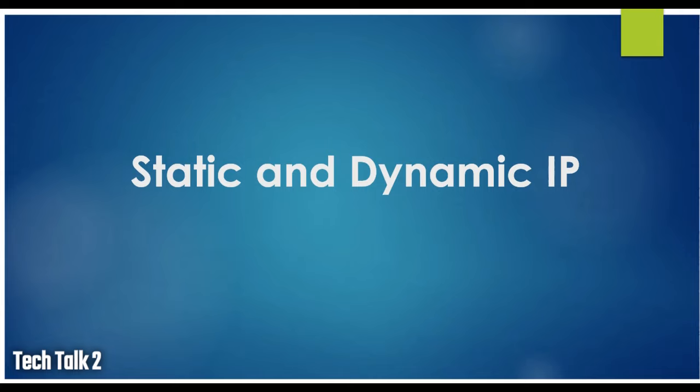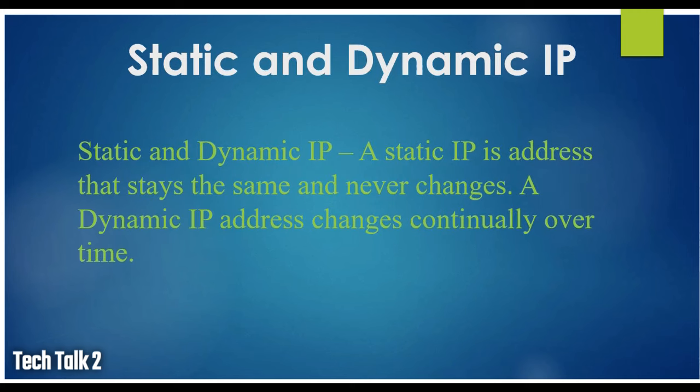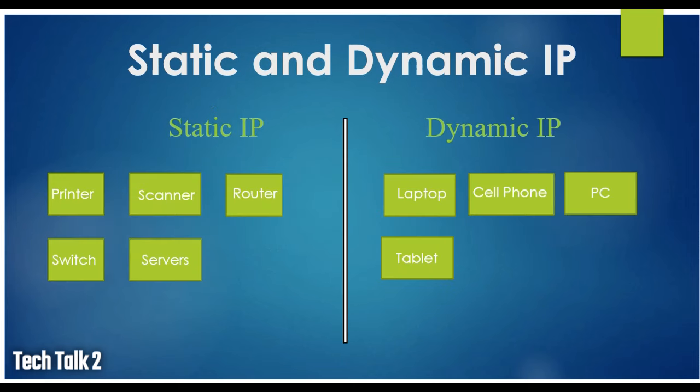And this is our last and final segment. We're going to talk about static and dynamic IP. What is a static and dynamic IP? A static IP is an address that stays the same and never changes. A dynamic IP address changes continually over time. Here's another visual of what a static IP and dynamic IP is.